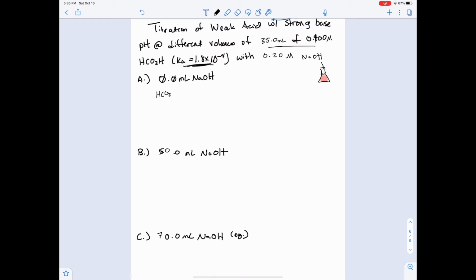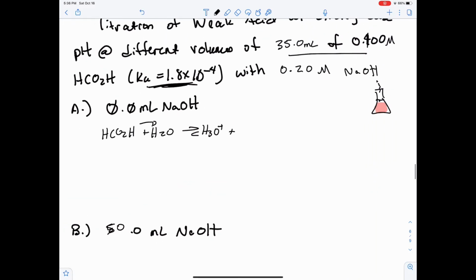So when you haven't added any NaOH at all, we're just looking at just that formic acid right there, that HCO2H. And so we can just do a normal ice chart. I know before you could use that pH thing, but now we've got to use an ice chart. And so we've got HCO2 minus, and then we have Ka, and I already have that value from the problem.